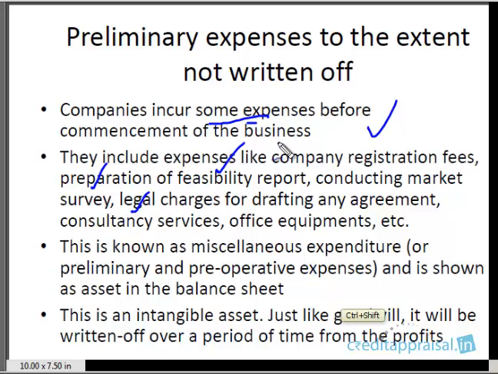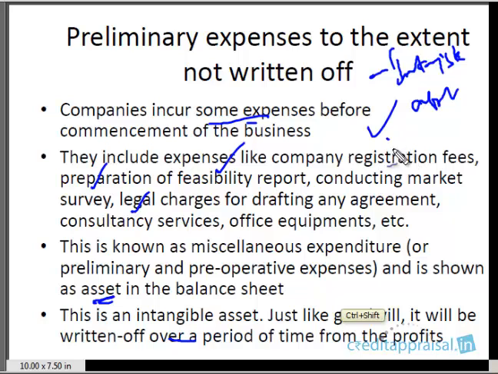These are known as preliminary and pre-operative expenses, and these are shown as an asset in the balance sheet, right? It's an intangible asset, and just like goodwill, it is going to be written off over a period of time from the profits, right? This is also an intangible asset. Preliminary expenses is an intangible asset.